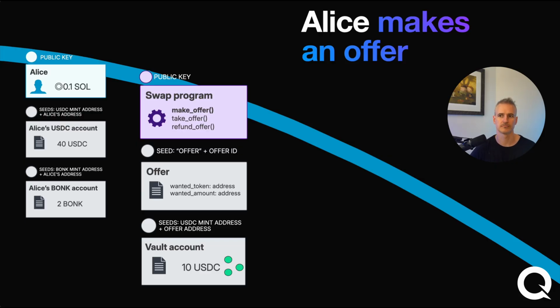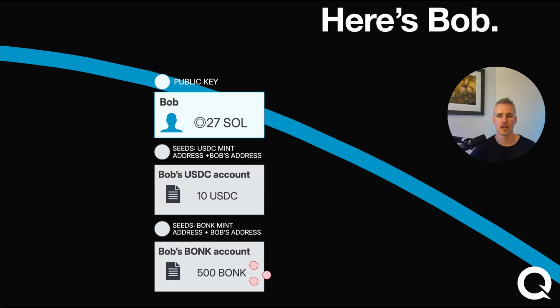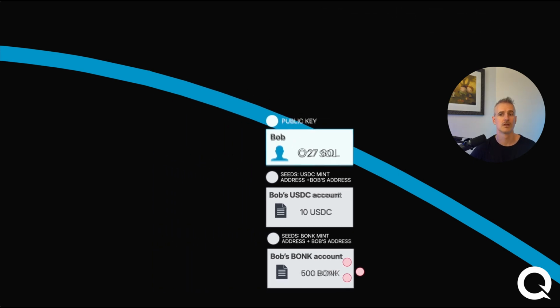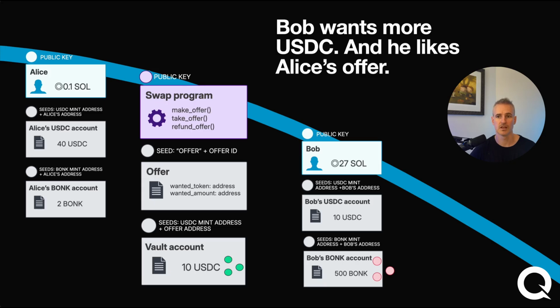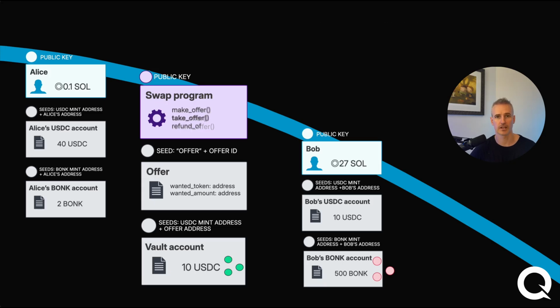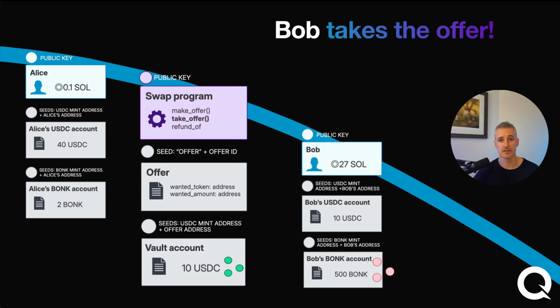offer. So here's Bob, and Bob also has some USDC, and he has a whole lot of bonk, and he really likes Alice's offer. So Bob will run take offer, specifying the offer account he wants to use, and Bob will take the offer. Now, Alice doesn't need to be awake, online, or anything else throughout this process. She's already done her part, and our program will do the rest.